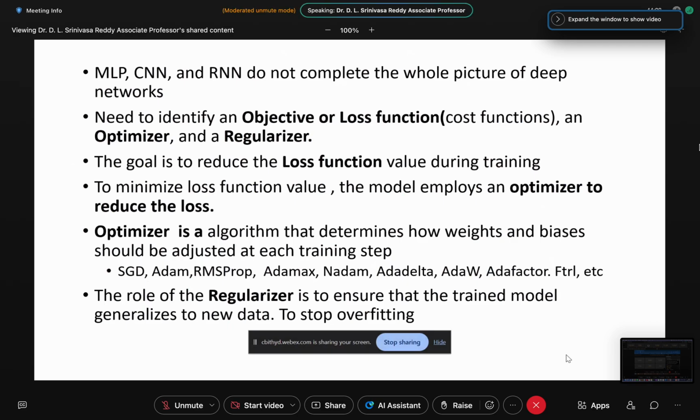What is the goal of the training process of any MLP or deep learning or any model? Anyone? What is our goal?